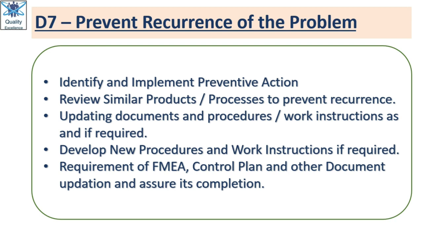Updating documents, procedures or work instructions as and if required. Or you can develop new procedures and work instructions if required, and consider the requirement of FMEA, control plan and other document updation, and assure its completion. If it is required, you have to update it and you have to assure its completion. So this is the D7 stage.